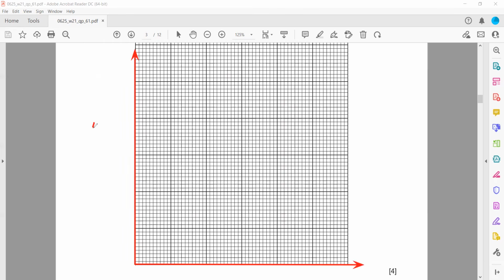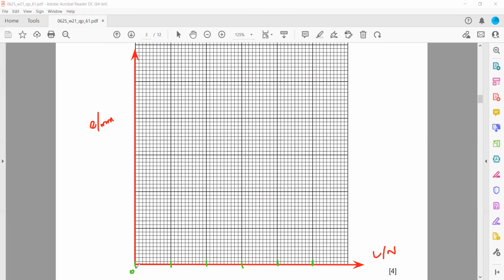So we have extension in millimeter and we have load in Newton. And the maximum value of the load is 1. So if I select 0.25, 0.5, or if I select 0.2, 0.4, 0.6, 0.8 and 1, I'm covering more than 70% of the x-axis.